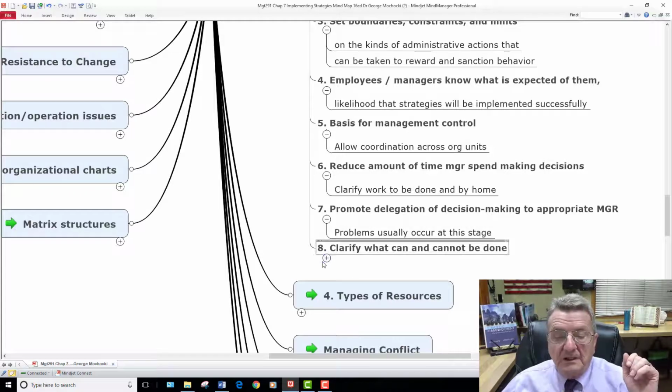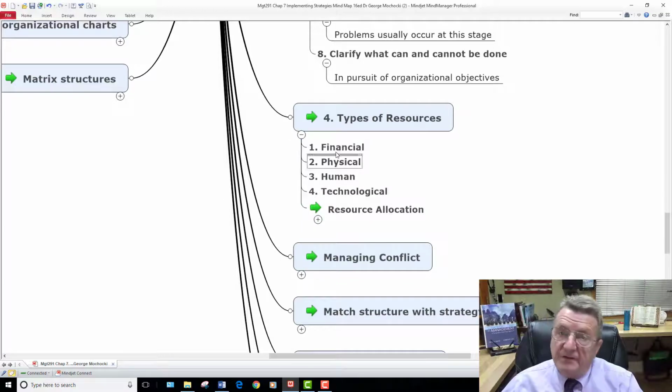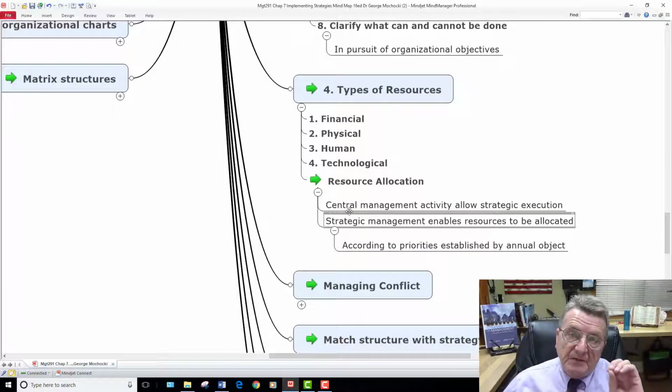Clarify what can and cannot be done. Those are your procedures. Okay. Now, the types of resources you're going to have: financial, physical, human, technological, and resource allocation. Central management makes sure that I have the individuals.